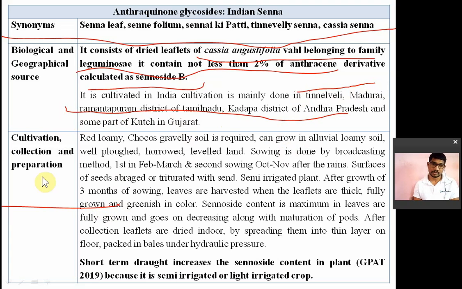Now, cultivation and collection. There was a question in GPAT 2019 on the cultivation and collection of this Senna. For the cultivation of this Senna, you need red loamy or chalky gravelly soil. Red loamy means red soil, and chalky gravelly means a slightly coarse soil is required. Red loamy chalky gravelly soil is required, but it can also grow in alluvial loamy soil. So that is the type of soil.